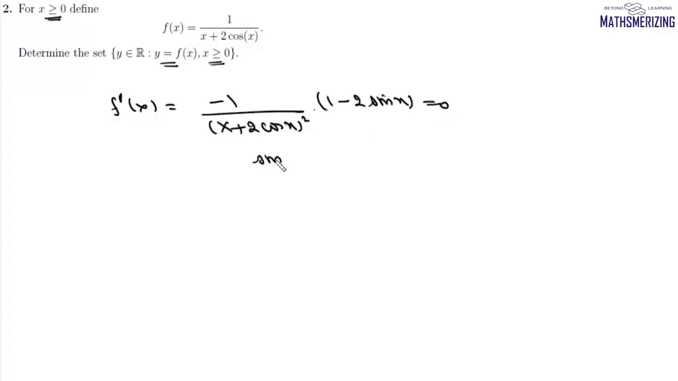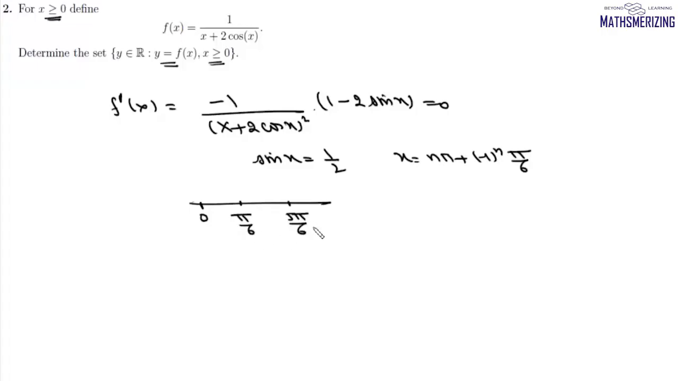That is when the value of sin x is 1 by 2. Now the value of sin x is 1 by 2 when x is n pi plus minus 1 to the power n into pi by 6. So if we take the values from 0 to 2 pi, it will be 1 by 2 at pi by 6 and at 5 pi by 6. Now this is negative, it is positive, it is negative.